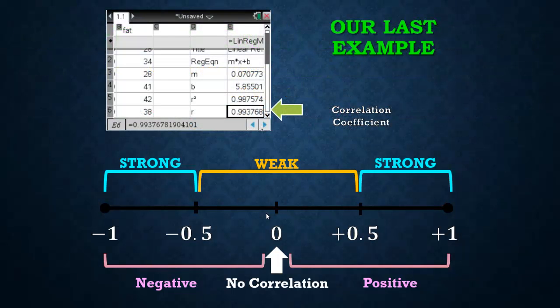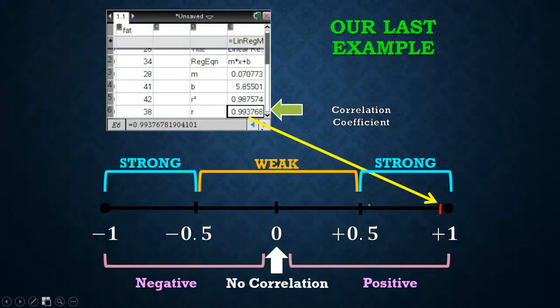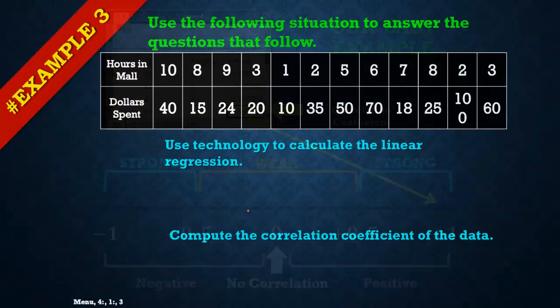So if you take a look at the last example, we had a correlation coefficient of 0.993768, which is right about here. So that is a very strong correlation, and we would be able to say that it has a strong correlation.